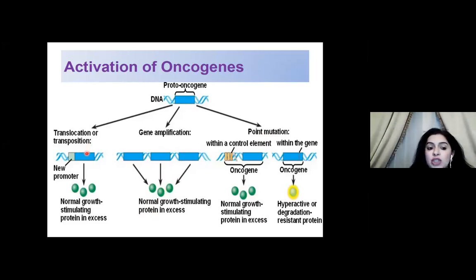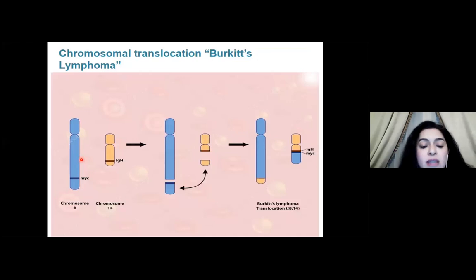Translocation or transposition means that here I introduced a new promoter to this oncogene, so it's going to be more expressed. Now let's look at this example. How can chromosomal translocation lead to activation of an oncogene? If you look at this very well-known example, the Burkitt lymphoma example, there is a translocation between chromosome 8 and chromosome 14. Normally chromosome 8 bears the MYC gene. What's the MYC? It's one of the oncogenes, okay?